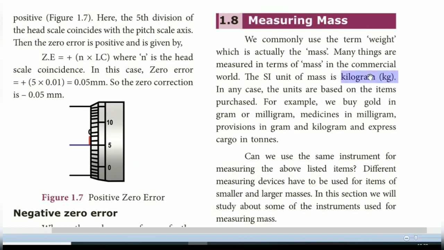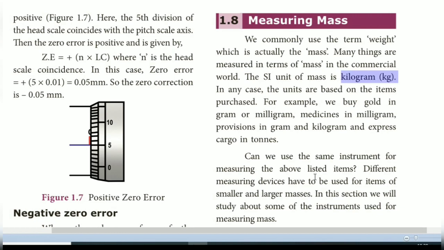What is the SI unit of mass? Kilogram. To measure different masses or weights, we use different measuring devices: common balance, physical balance, digital balance and spring balance. By using the common balance, physical balance and digital balance, we can measure the mass of the object accurately. Then, by using the spring balance, we can measure the weight of the object accurately.